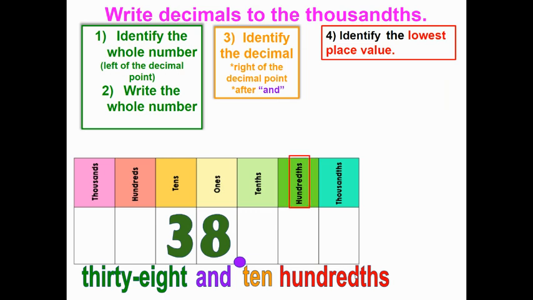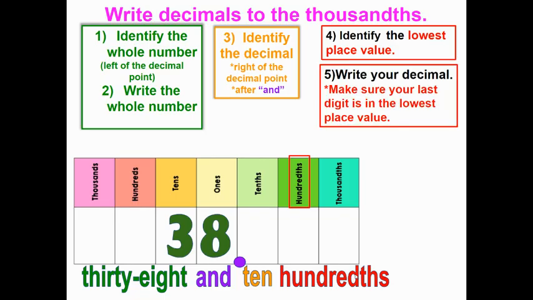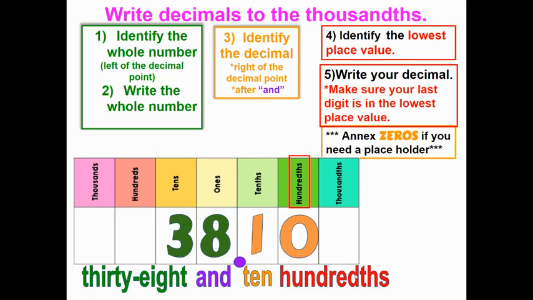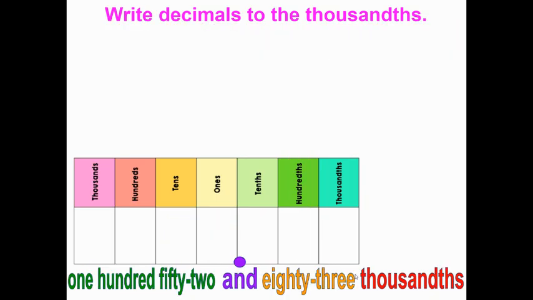I know that I have the number 10 that I have to put in. So if it's 2 digits, I know that the last digit needs to go in the hundredths place. The last digit is a 0. So I'm going to write in my 0. And then I'm going to make sure that I'm representing 10 hundredths. So I'm going to represent it by putting a 1 in the tenths place. I'm going to annex zeros. In this case, I don't have any zeros to annex because I needed 10 to represent 10 hundredths. So I write 38.10 or 38 and 10 hundredths.